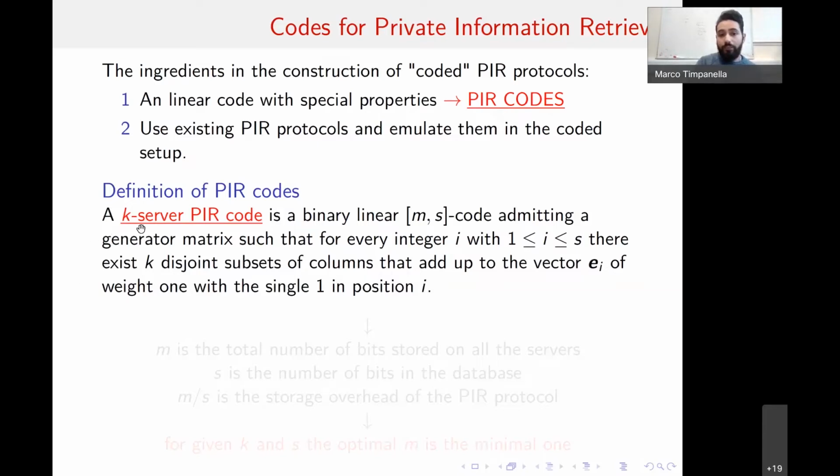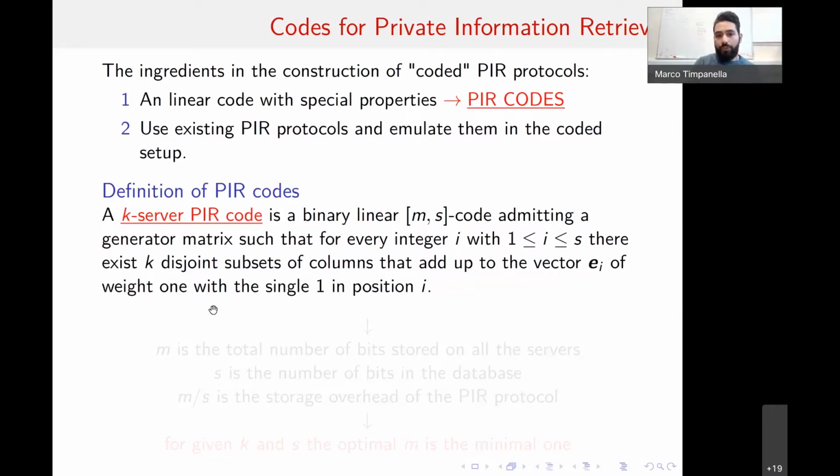A k-server PIR code is a binary code, let's say of length m and dimension s, that admits a generator matrix with the following property: for every integer i between 1 and the dimension of the code, we can find k disjoint subsets of columns of this generator matrix that add up to the vector e_i, where e_i is the vector with all zeros and 1 in position i.